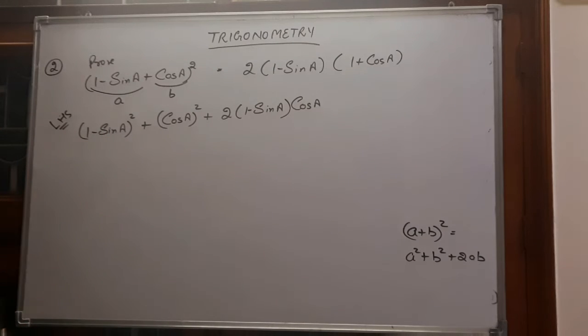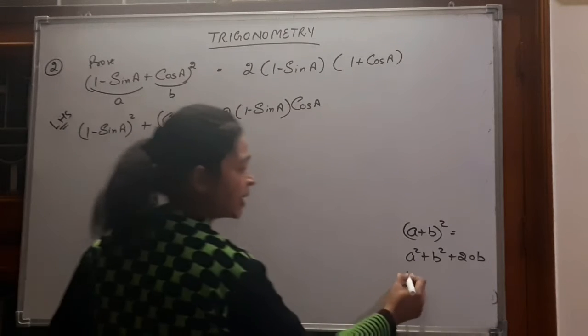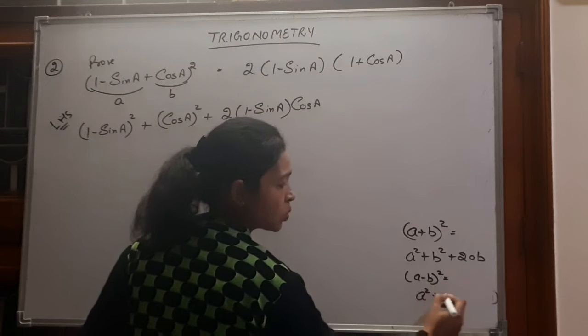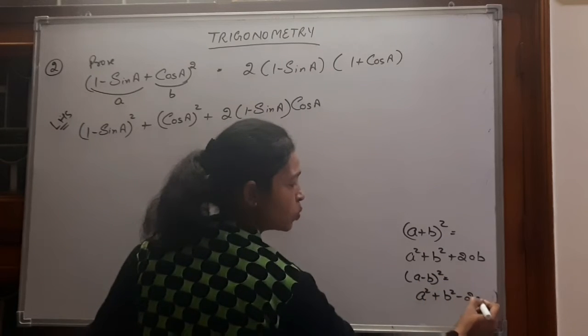Now 1 minus sin A whole square. What is A minus B whole square? A minus B whole square is A square plus B square minus 2AB.